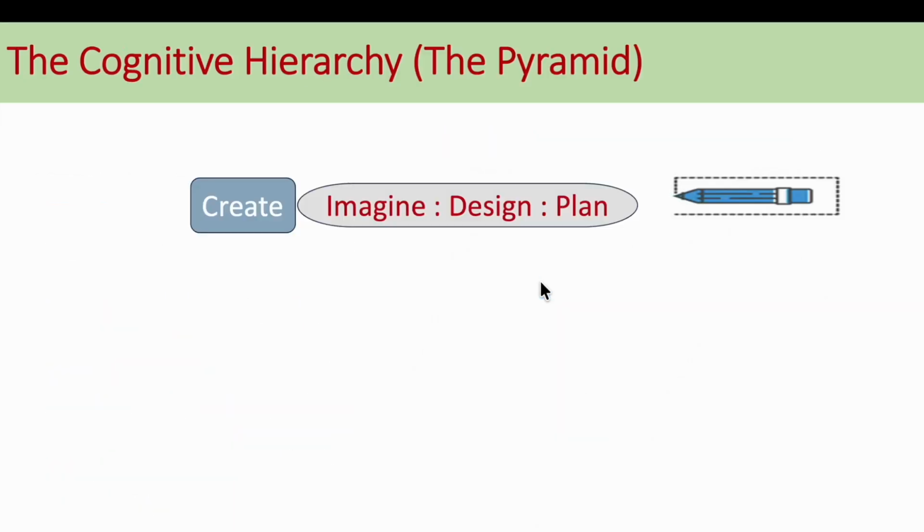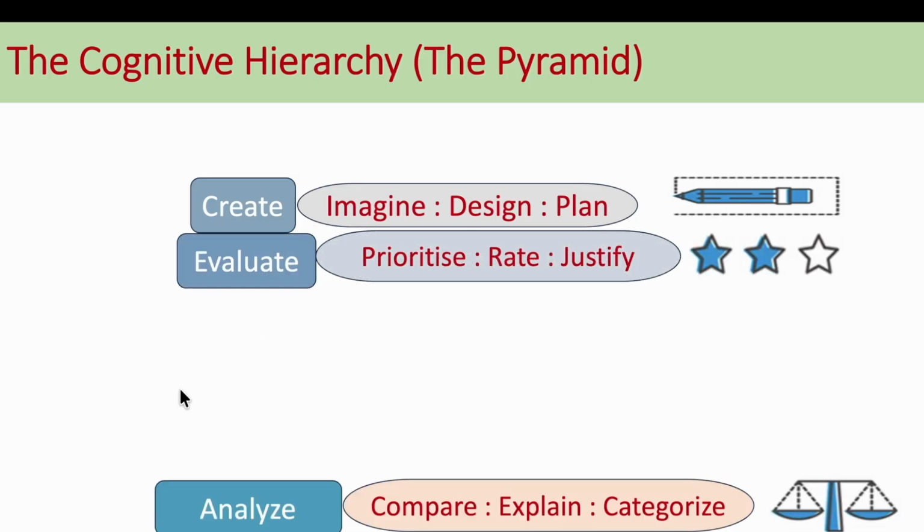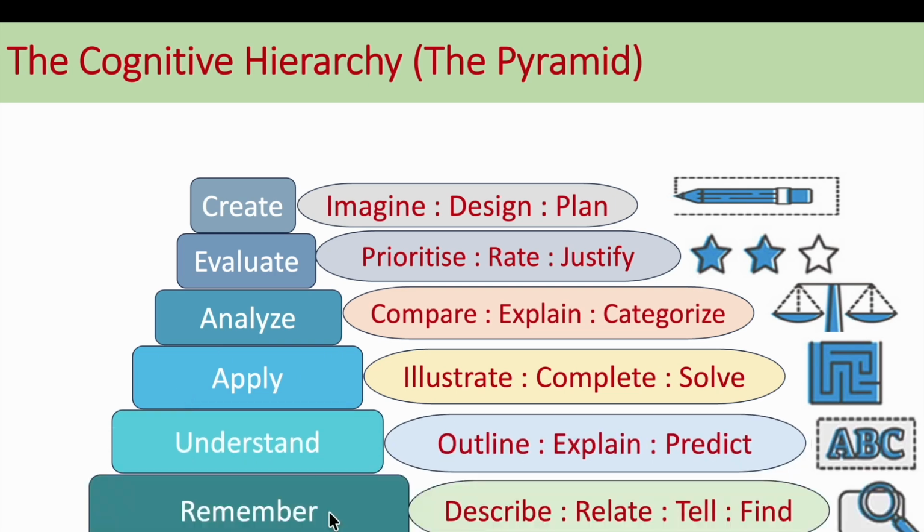The cognitive hierarchy, or pyramid, of Bloom's taxonomy. Level 1 in the cognitive hierarchy is remember, which is describe, relate, tell, find. Level 2, or C2, is understand, which is outline, explain, predict. Level 3 is apply, which is illustrate, complete, solve.